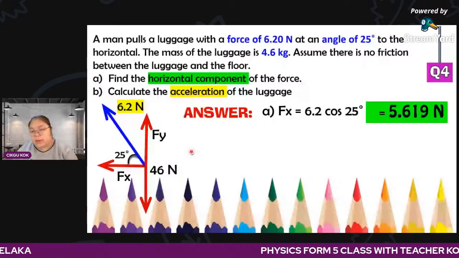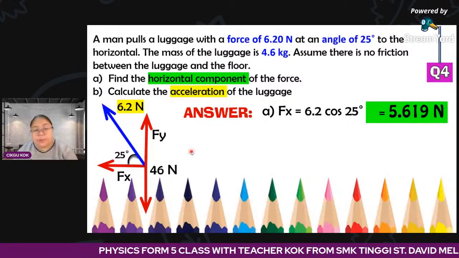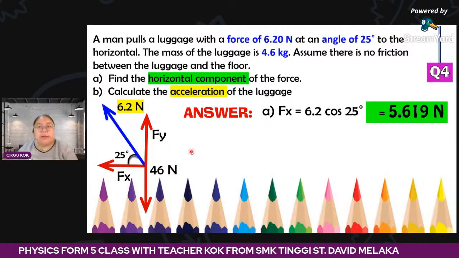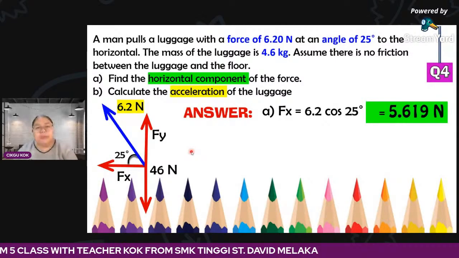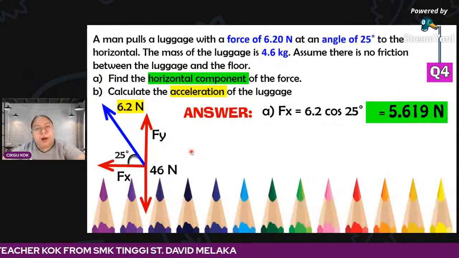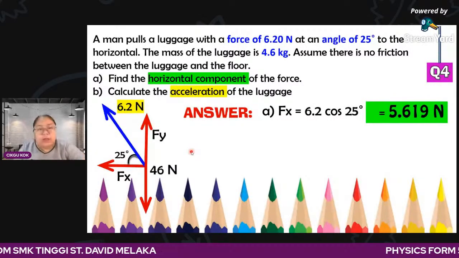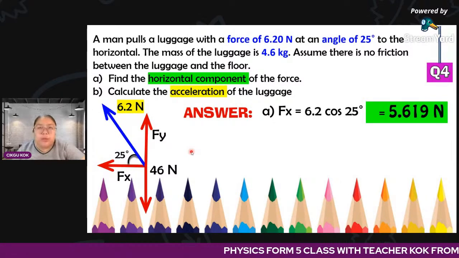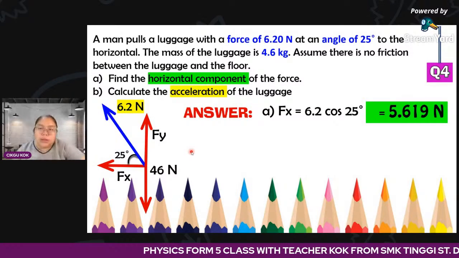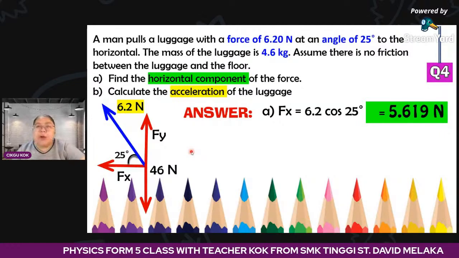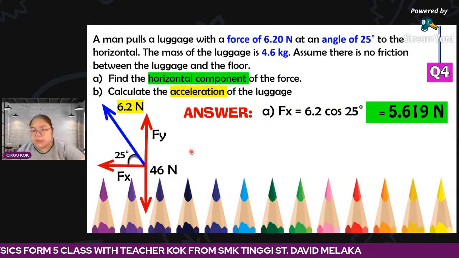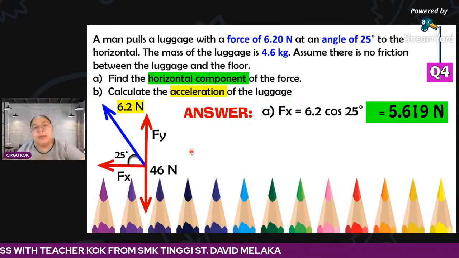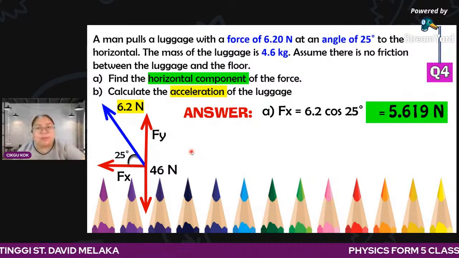Okay, Lisa, correct? Just now the answer, 5.62. Okay, now we go to the B already. Acceleration of the luggage. That means the luggage moves how fast? They want to know the acceleration, when you're using the forward force, 5.62. Okay, so it depends. Some students use 5.62, some students use 5.619. So later your answer may have a different decimal point, but we still accept it.